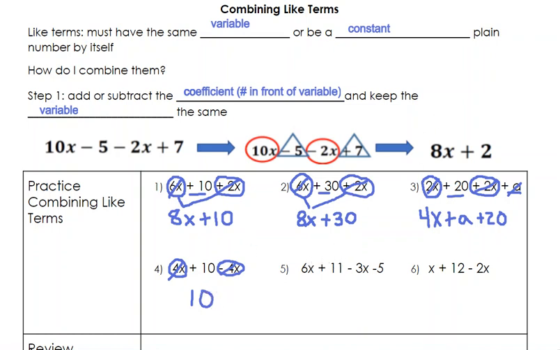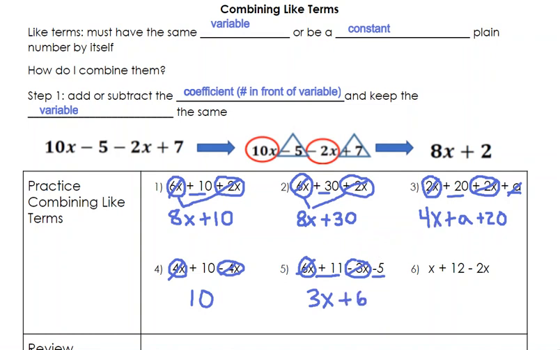All right, 5, let's see, that's what I got here. I got a 6x, and I also see a minus 3x. I can combine those because they both have an x. 6x minus 3x gives me 3x. And what's left over? I see I have a plus 11 and a minus 5. Well, those are just numbers, so I can combine those. A positive 11 minus 5 gives me a positive 6.